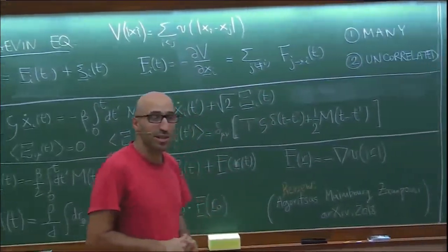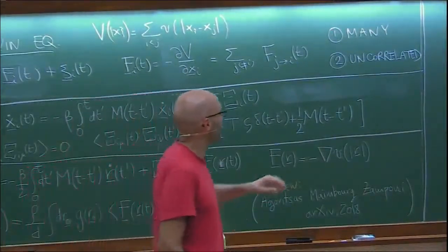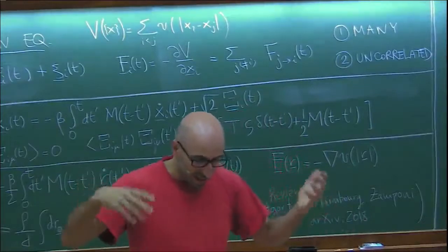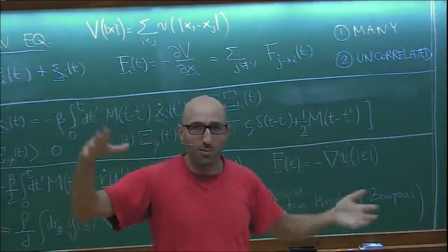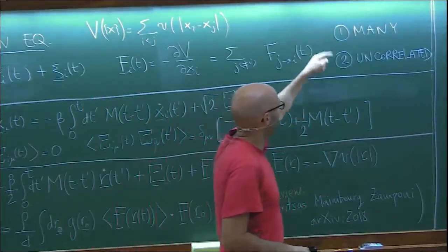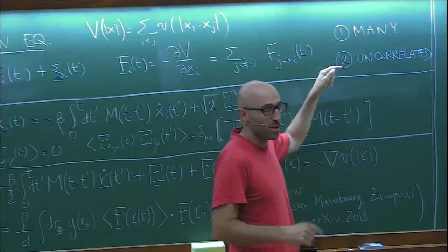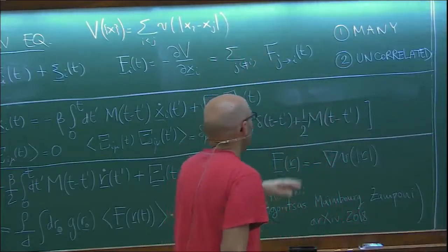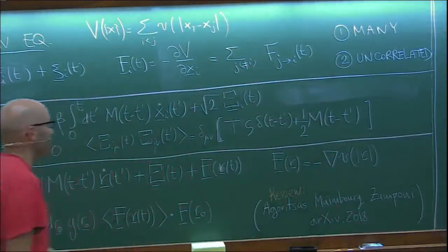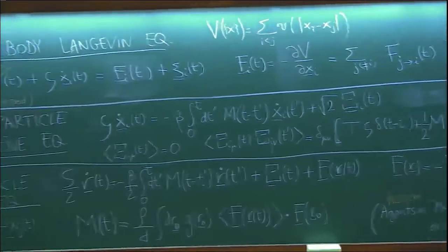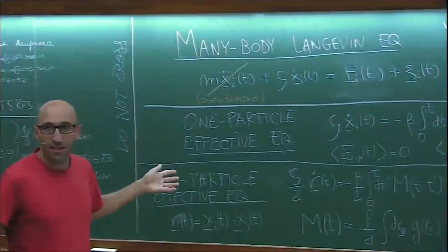And so what I did yesterday was essentially assuming that there are many neighbors, because I said in infinite dimensions, in large dimensions, there is a lot of space around the given particle. So in general, you have many neighbors. And assuming that these neighbors are uncorrelated, which is also related to the fact that they are very far away from each other, then under these two assumptions, I derived an effective process that describes the many-body system. And so there are two effective processes, actually.